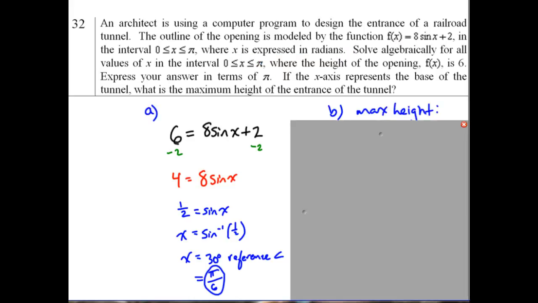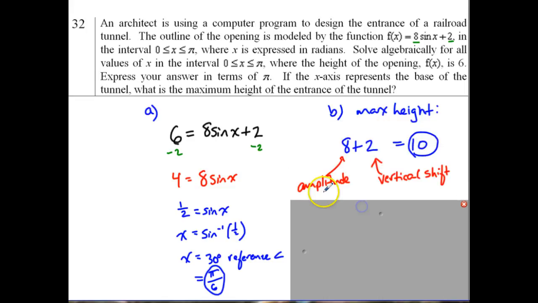Part B of the question involves finding the maximum height. So if you remember from your trig graphs, the only things that affect the height of a wave are the amplitude, which is 8, and the vertical shift, which is 2. So in this case, instead of oscillating between 1 and -1, as it would if it didn't have any amplitude other than 1 or any vertical shift, it's oscillating between 8 and -8. But then it shifts up 2. So it's now going as high as 10. So we simply add 8 plus 2, which is the amplitude plus the vertical shift, and we've got our answer 10.